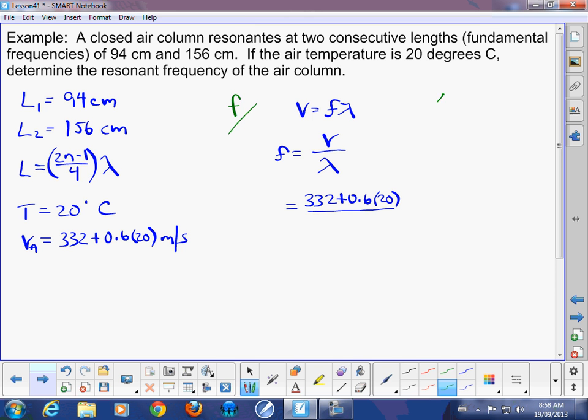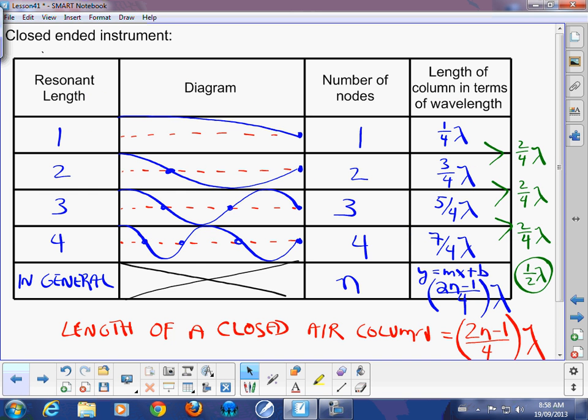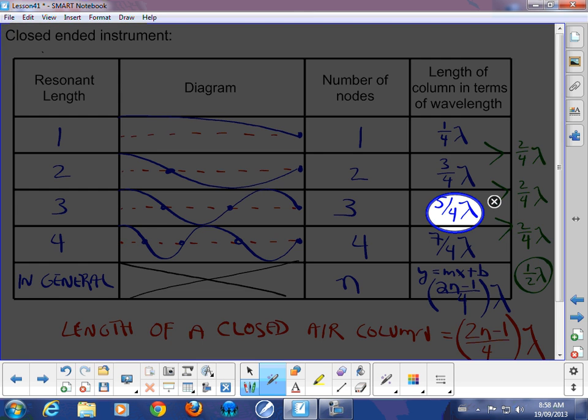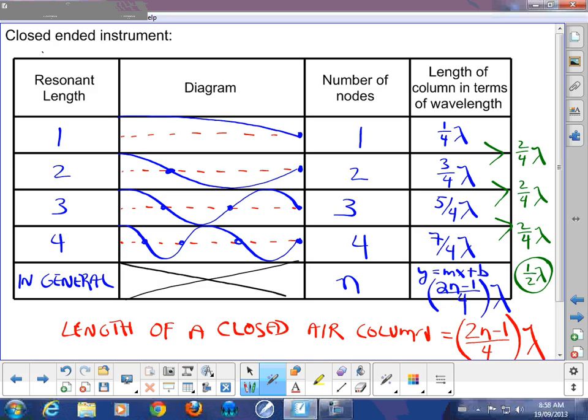Now, wavelength is a little bit more challenging this time, because for L1 and L2, I don't know what harmonic they are, how many nodal points are involved. It's not given information. So what does that mean? Well, if we go back to our chart, it does tell us we have two consecutive natural resonant lengths. That means it could be this one and this one, it could be these two together, or it could be these two. We don't know. It could be way down at the 5th and 6th.